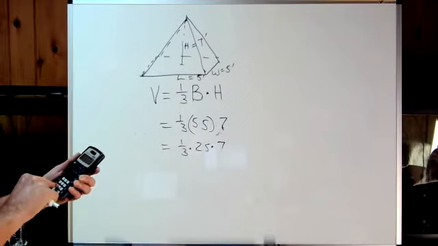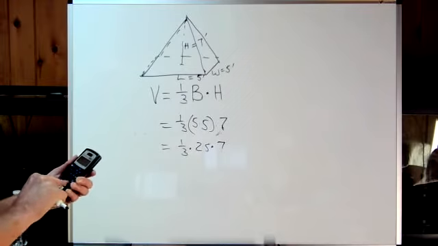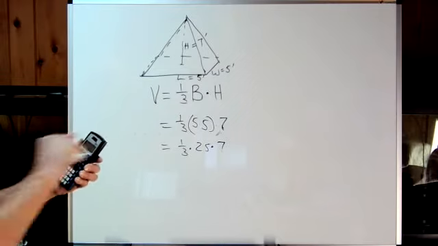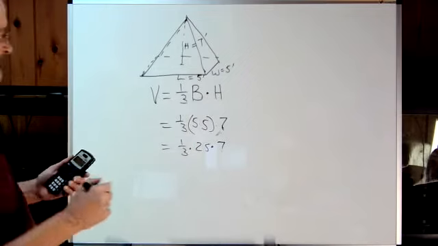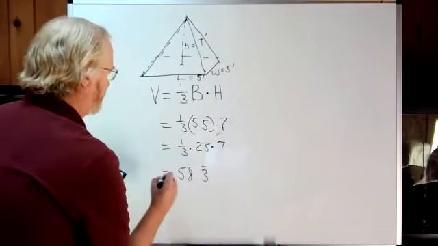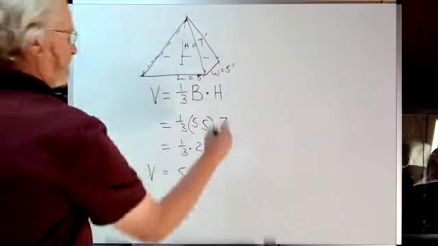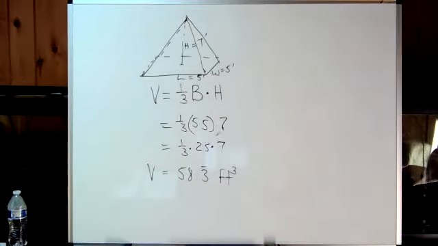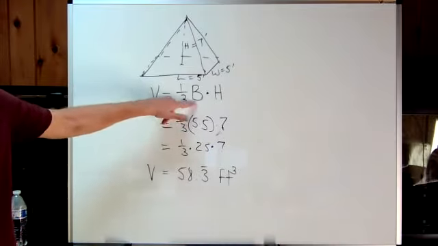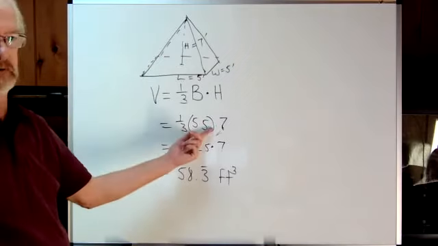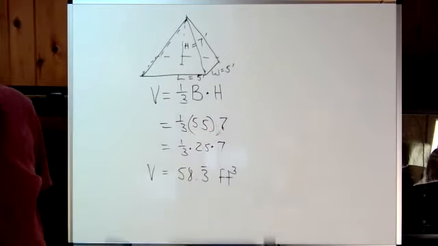So I'm gonna say 25 times 7 divided by 3. Just straight row like that. Then enter, and I get 58.3 repeating, and I did feet, so this will be cubic feet, feet cubed, 58.3 cubic feet. Using the formula, thing about the base of a pyramid is that you do have to kind of do the length times width yourself there.